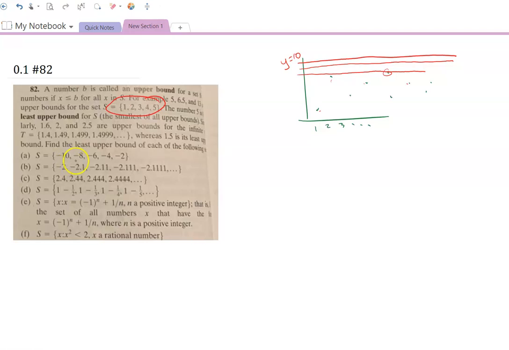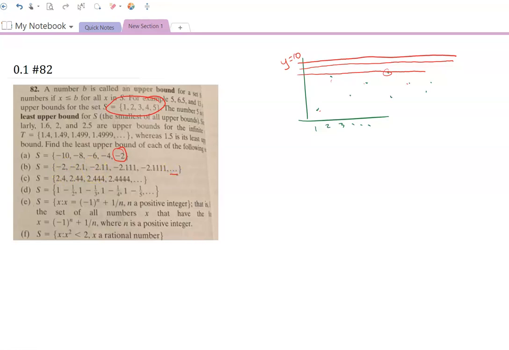So first we have for part A, we have -10, -8, -6, -4, -2. Because this does not have an ellipsis, that means this is a finite set. So we just need to take the highest of all of these numbers, which is -2, and that is our least upper bound. Okay? And then for this next one, we can see that we have a pattern.